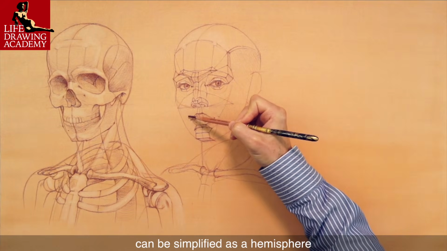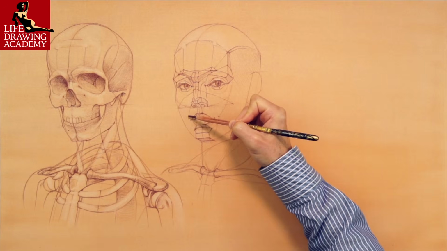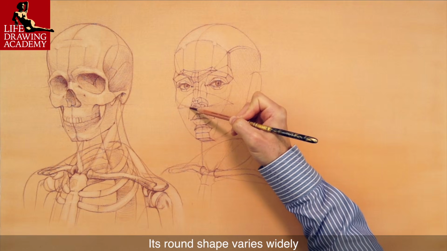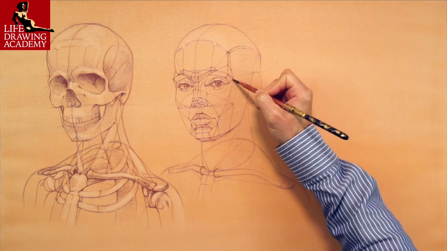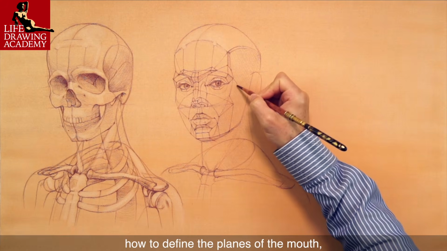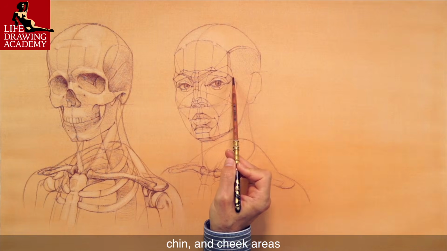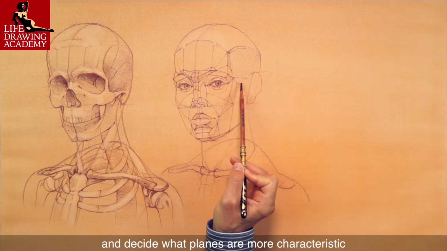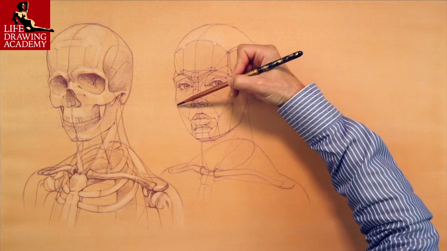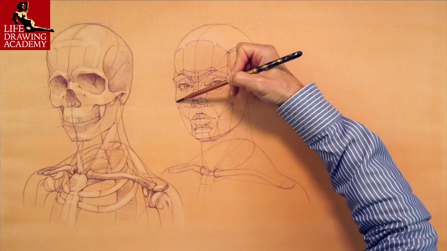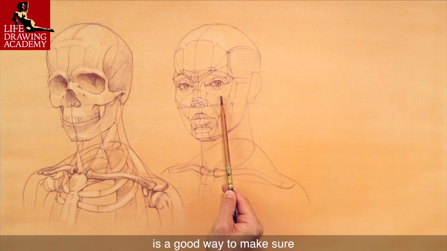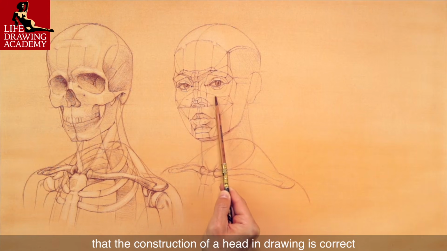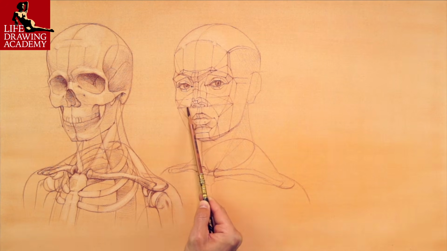Imagine that a cheek can be simplified as a hemisphere. Its round shape varies widely from model to model. There is no one rule how to define the planes of the mouth, chin, and cheek areas. In each particular place, you may observe a model and decide what planes are more characteristic. Using helping lines of planes is a good way to make sure that the construction of a head in drawing is correct.